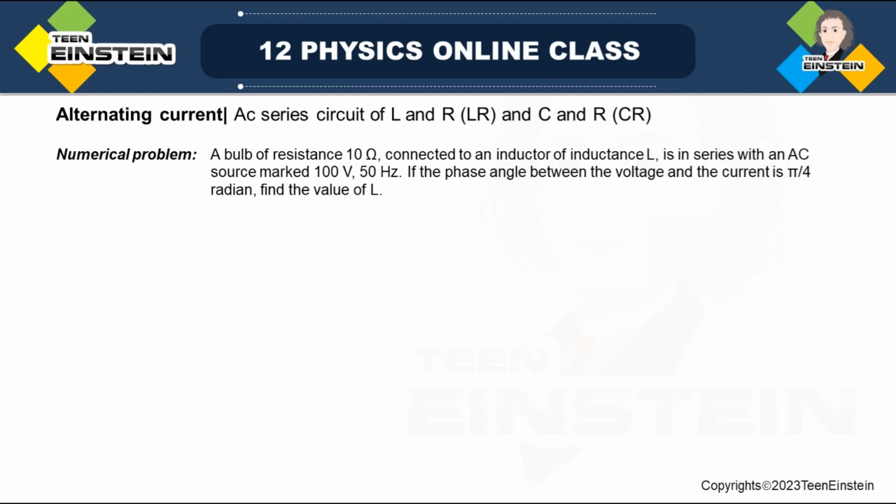Now we'll take up one more numerical problem related to this LR circuit. See, a bulb of resistance 10 ohm, so resistance is given 10 ohm, and an inductor of inductance L. We don't know what is the inductance, so we have to find out. I think this is the question. They are connected in series with an AC signal battery. Say AC battery is sending 100 volt and 50. So VRMS is given 100.